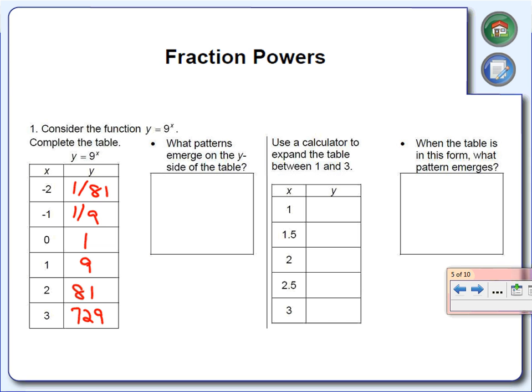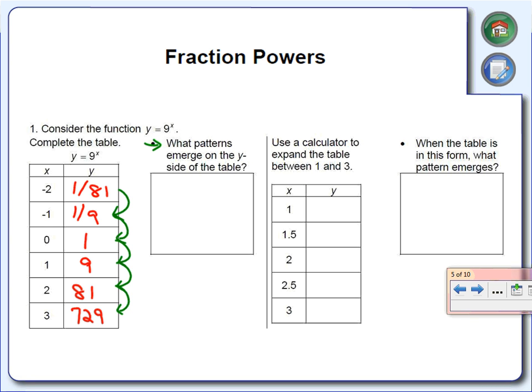729. In other words, 9 to the third power is 729. All right, so now that we've got our table filled out, what I want you to do is look for what pattern emerges on the y side of the table. In other words, as I go down the y column, what kind of pattern do you notice? Whatever you see, I want you to write it in this little box form. What pattern do you notice in the y column? As I go down the y column, what are we doing?